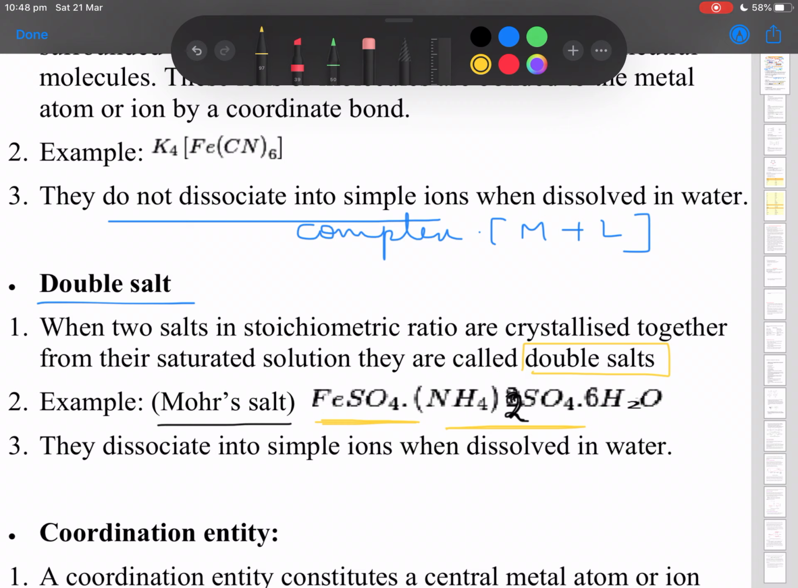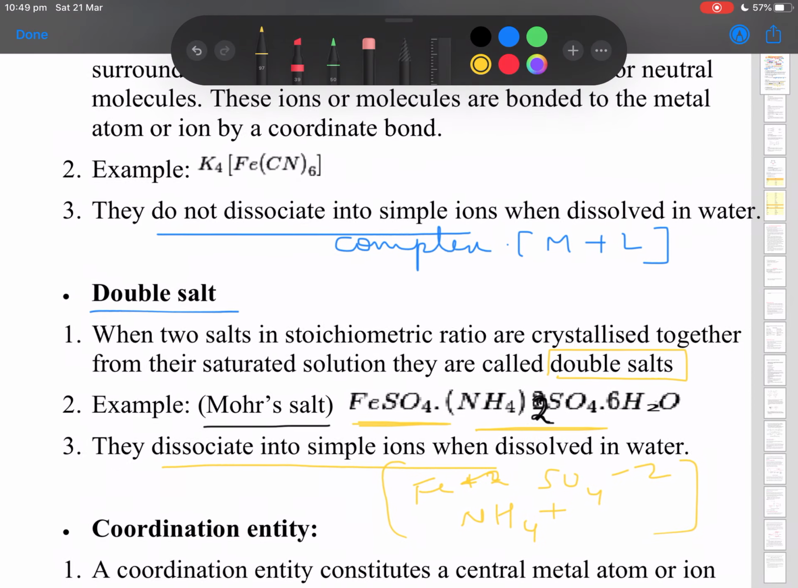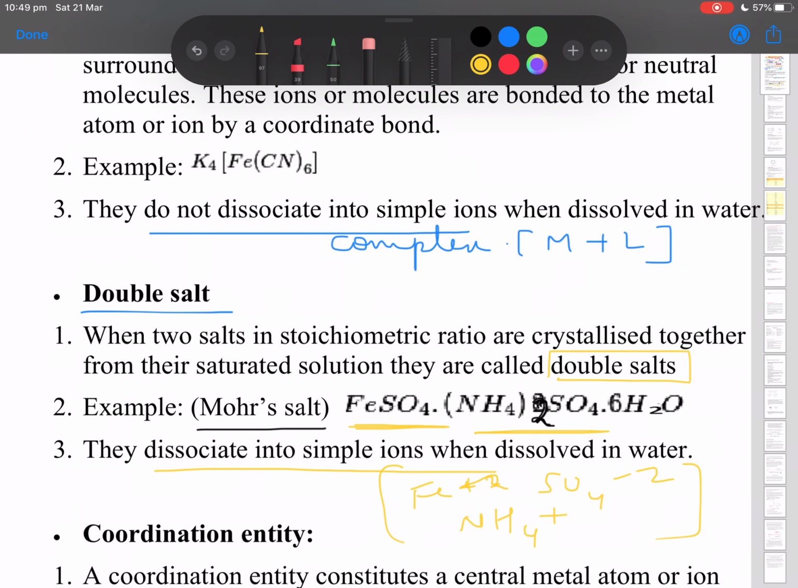Now, what happens when such salts are dissolved in water? They do dissociate into simple ions. So here dissociation occurs and they will dissociate into ferrous ions, sulfate ions, ammonium ions, NH4 plus, right? So all such ions get dissociated from each other. That means when you dissolve Mohr salt in water, it is going to give you all these ions in aqueous solution. So that's very, very important to understand, and that's the basic difference between a double salt and a complex compound.